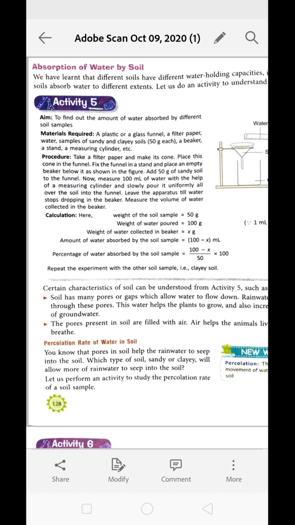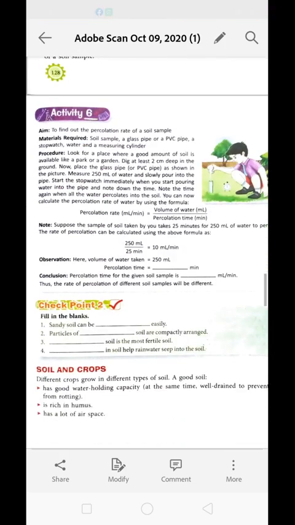Next, pores present in soil are filled with air. Air helps the animals living in the soil to breathe. The air space present in the soil is helpful in the breathing process for the animals as well as the roots of the plant. Next is percolation rate. The downward movement of water through the soil is called percolation, and the particular amount of water absorbed by the soil in a particular amount of time is called percolation rate. This can be understood with the help of activity number 6.